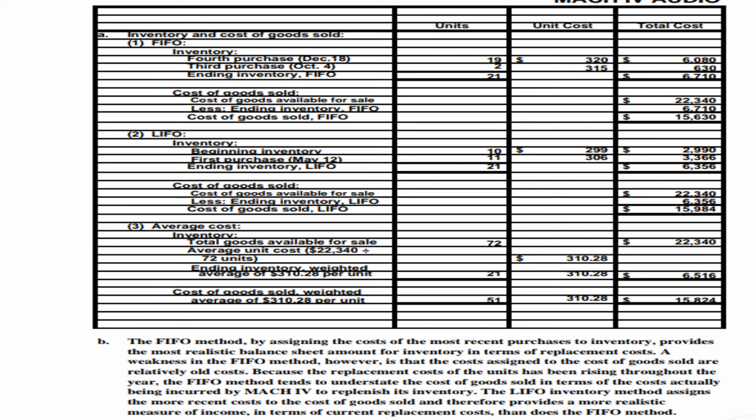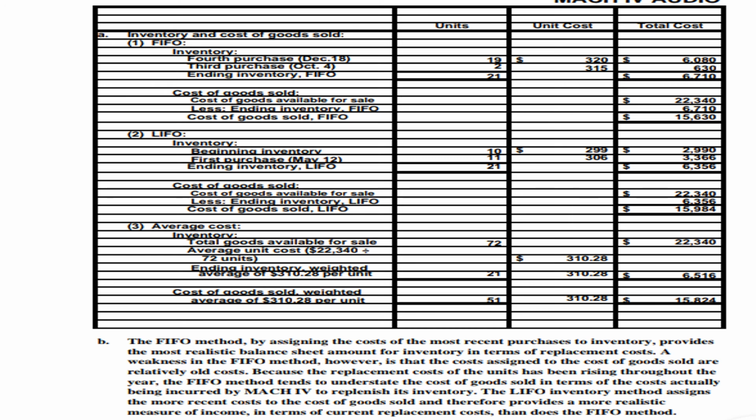So total ending inventory is 6,356. In case of cost of goods sold, we'll take the cost of goods available for sale, that is 22,340, and deduct the value of ending inventory, that is 6,356 in case of LIFO, and the cost of goods sold is now 15,984.